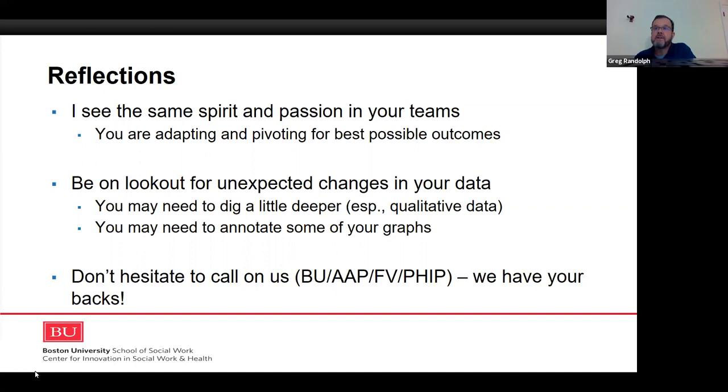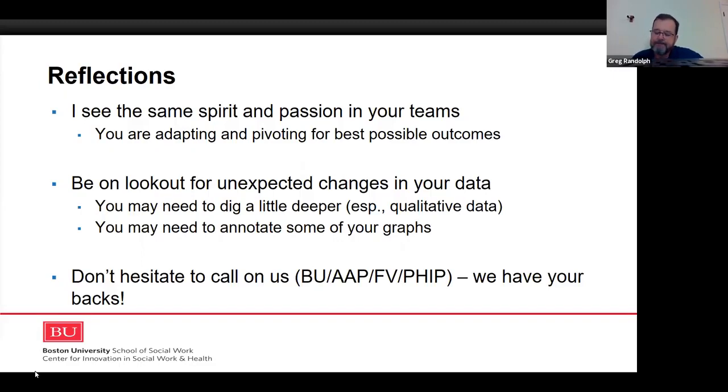You may need to dig a little deeper on some of the things. Some of the things you may be able to anticipate, like this is probably going to change in this direction, but there may be some unexpected things, and that's where you want to dig a little deeper. Like the hospitals I mentioned in New York, I think probably the most useful way to dig deeper is some qualitative data. You might just be talking with families and asking them some questions during visits, or your staff, things like that.